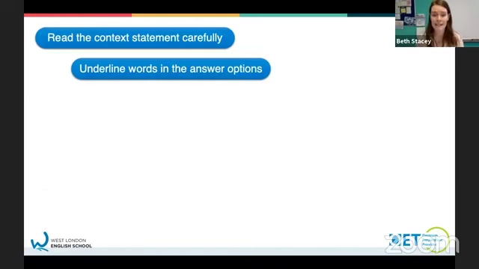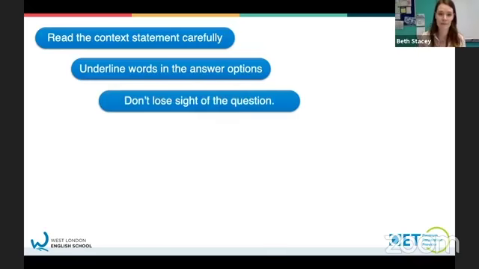Underline words in the options. Underline as much as you can to help it get into your head and so that you can concentrate more on listening rather than reading when it actually comes to the questions. Remember how important the question is. Because they put distractors in, you must remember that you're always answering the question. Don't lose sight of it.